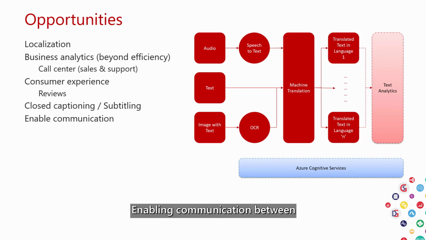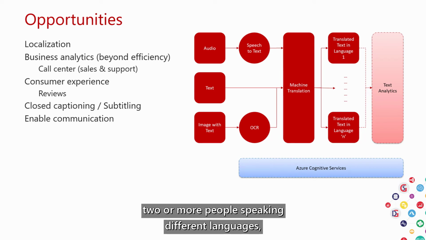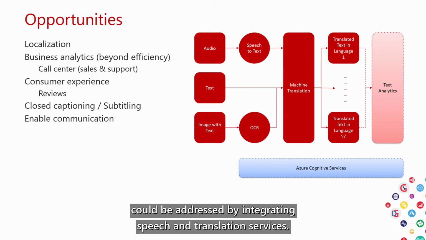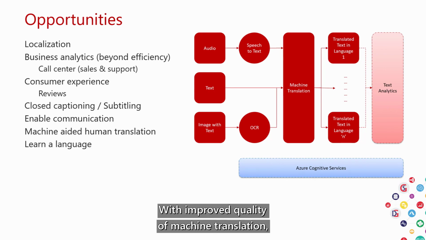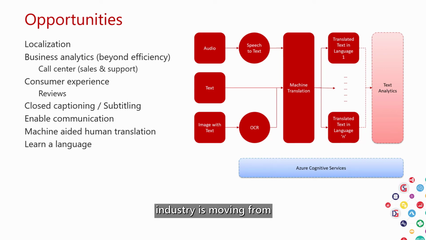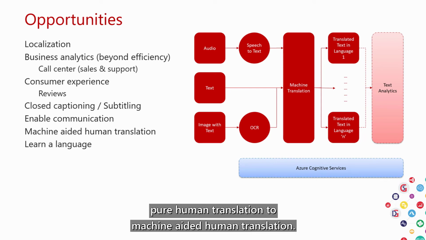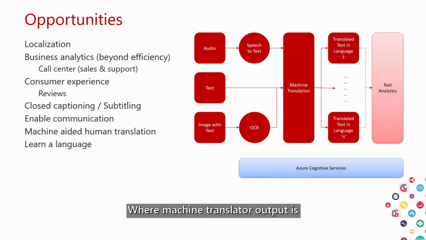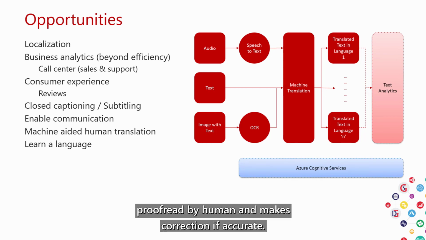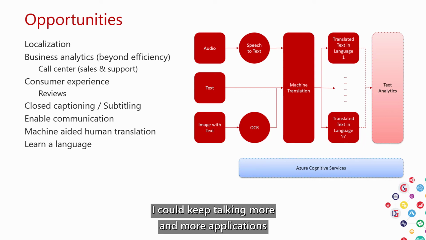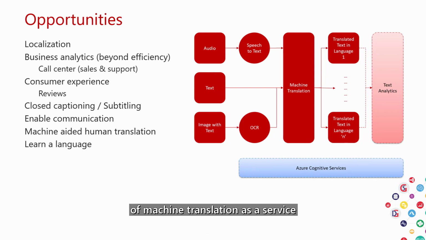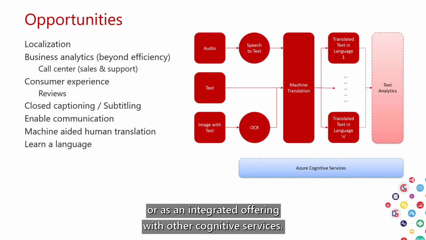Enabling communication between two or more people speaking different languages could be addressed by integrating speech and translation services. With improved quality of machine translation, industry is moving from pure human translation to machine-aided human translation, where machine translated output is proofread by human and makes correction if required. I could keep talking more and more applications of machine translation as a service or as an integrated offering with other cognitive services.